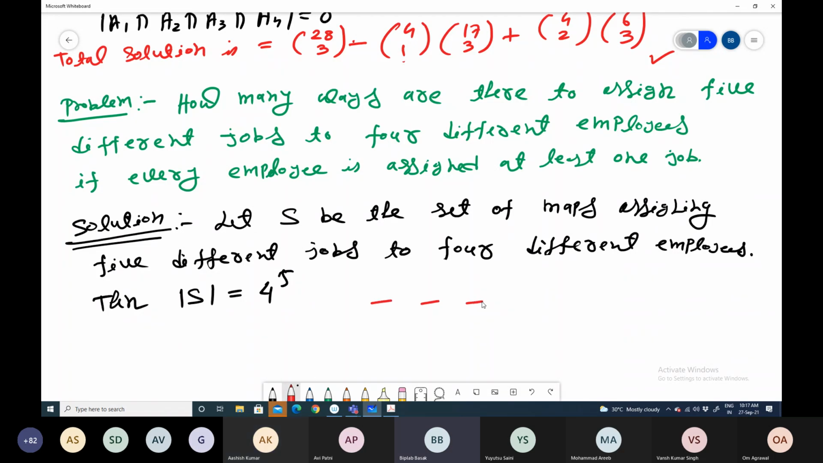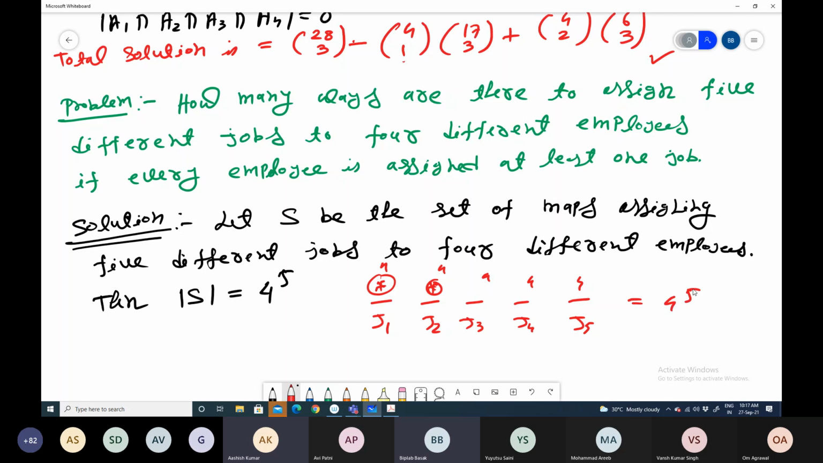So you have 1, 2, 3, 4, 5 places. So these are the jobs. Now each job has 4 choices, the 4 persons. Each job cannot be given to 2, so it will be given to only one person. So it has only 4 choices. So you have 4, 4, 4, 4, 4. Therefore it is 4 to the power 5.